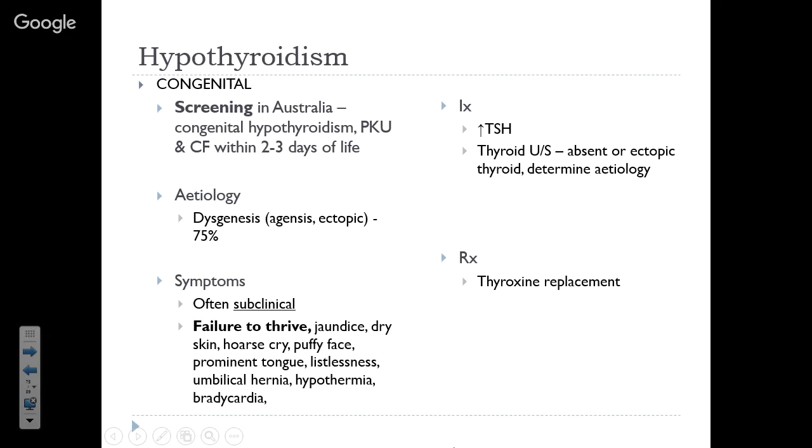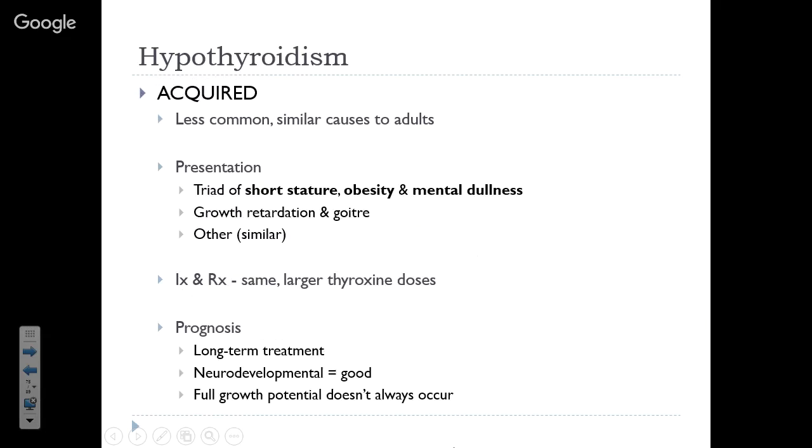The most common cause is abnormal formation of the thyroid gland itself, so agenesis or an ectopic thyroid somewhere. Among the classic symptoms of hypothyroidism, they might present with a failure to thrive, which is specific for PEDS, so just look out for that on an EMQ. Investigations-wise, you do your TFTs and a thyroid ultrasound, and treatment is basically thyroxine replacement.